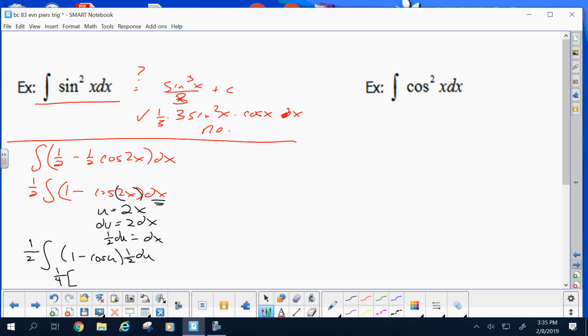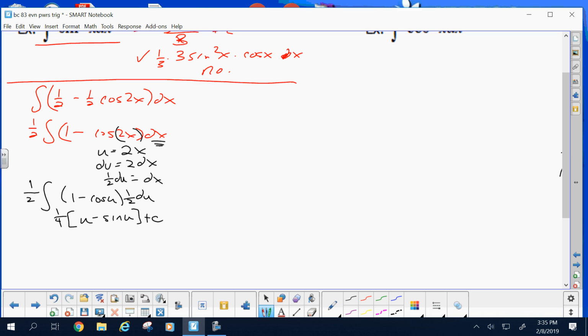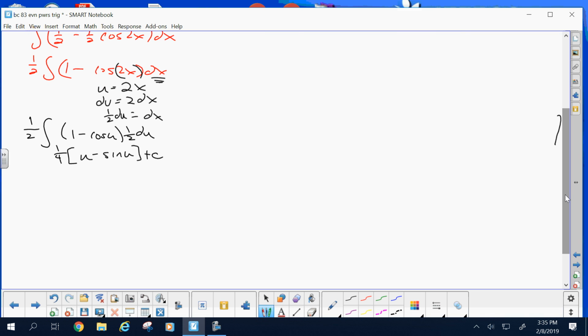The antiderivative is u minus sine of u plus c, and I could then maybe sub back and get something like 1/4 of 2x minus sine of 2x plus c. Right?